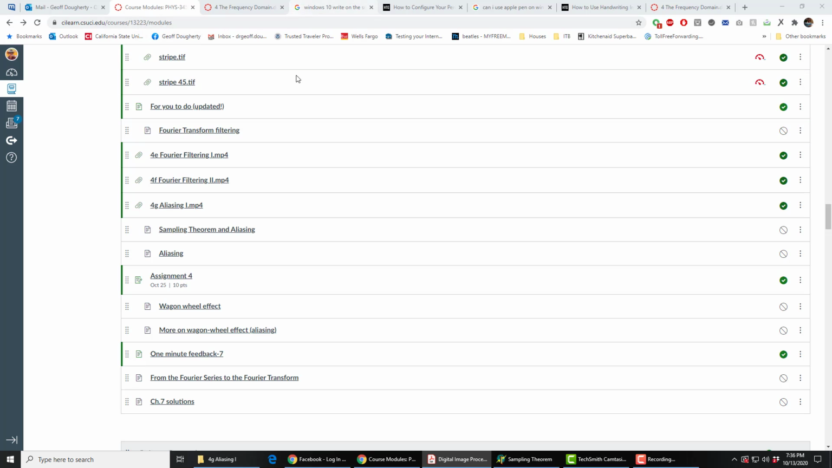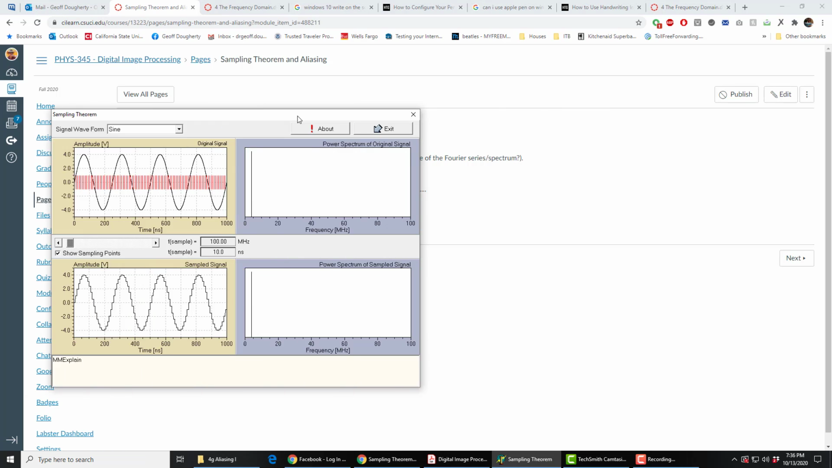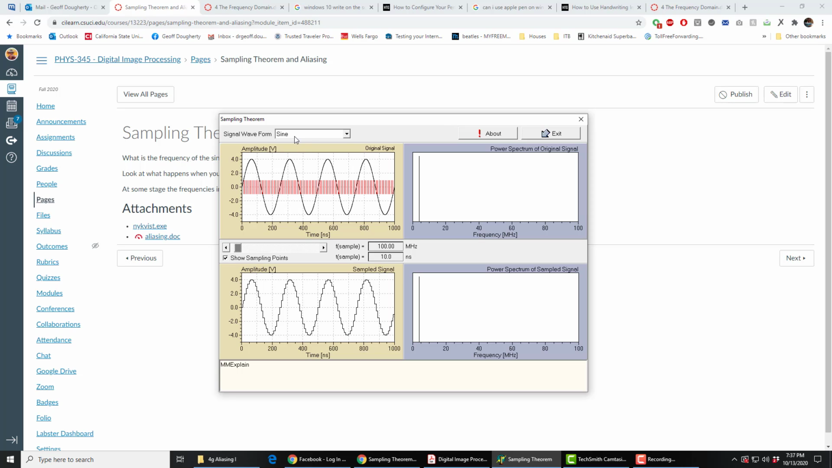I want to look at Module 4 again on sampling theorem and aliasing. If you open that up, there are 2 documents. I want you to read this document here, and I want you to download this exe file, which is a little program. If you start up that program, this will appear. We're starting off with a sine wave here, and sampling it. This is the time. We're sampling it every 10 nanoseconds. That is, the sampling frequency is the inverse of that, 100 megahertz.